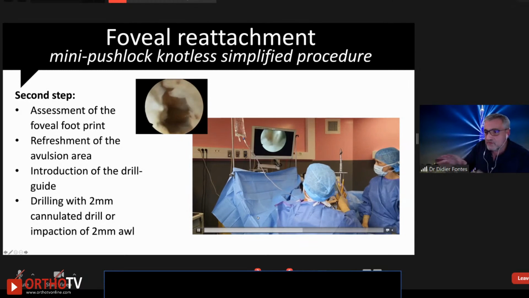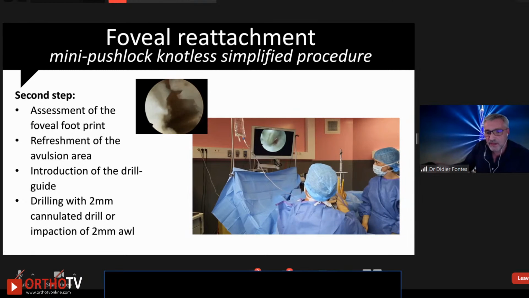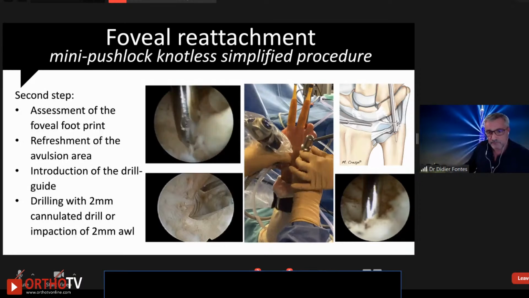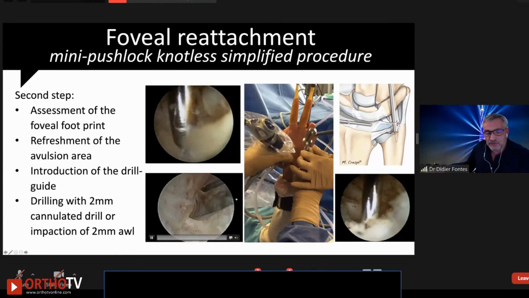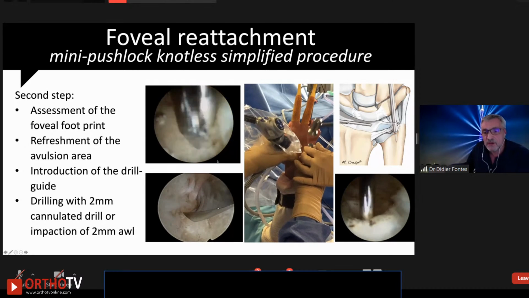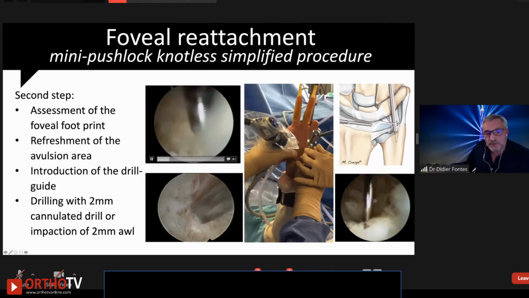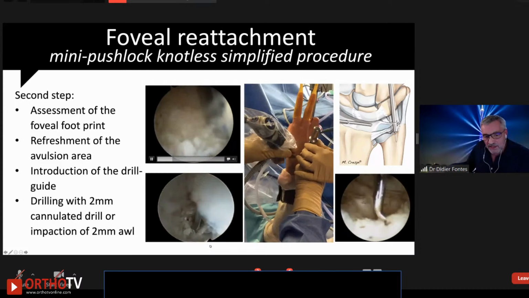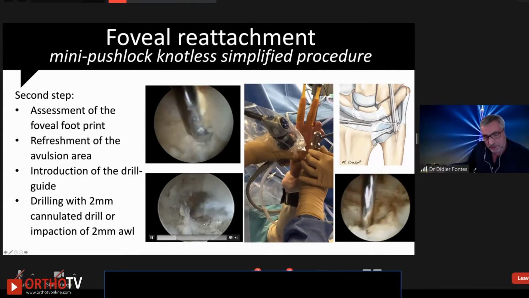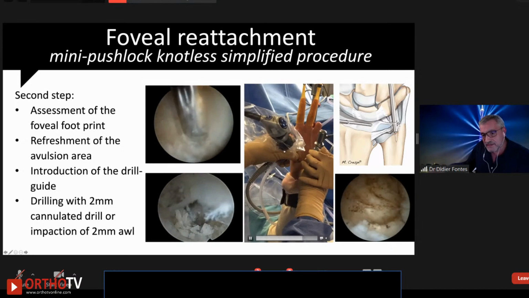So you have a good view of your fovea only from the 3-4 portal, and you can completely assess the base of the styloid, the attachment for the foveal aspect. Then you will have to make a little hole to prepare the introduction of your anchor. I do prefer this little awl. It gives less debris than this type of drill. And your assistant will do it.